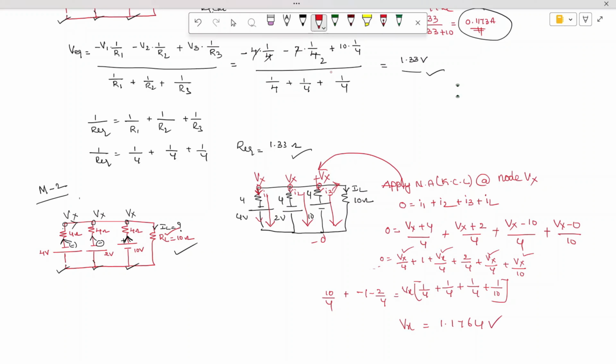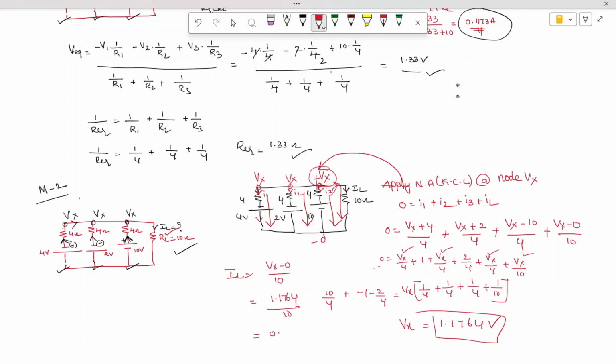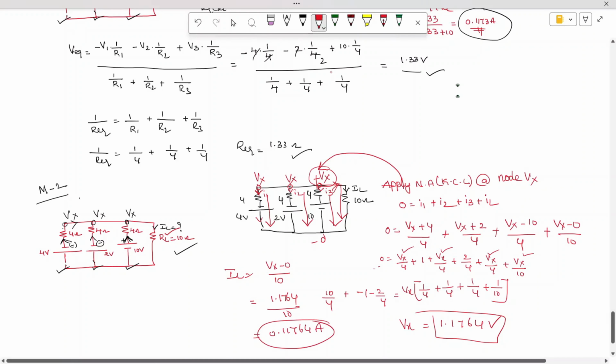1.1764 volts. This is the voltage we obtained by nodal analysis. But what I require is IL. How to write down this current IL? IL is equal to Vx minus 0 divided by RL, which is 10. What is the value of Vx? We already obtained 1.1764 divided by 10, which is 0.11764 amperes.